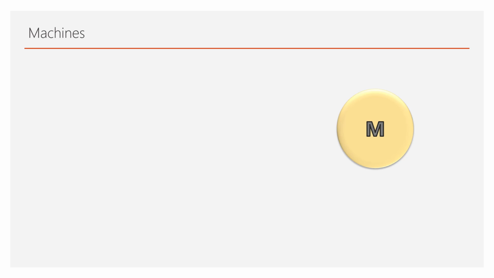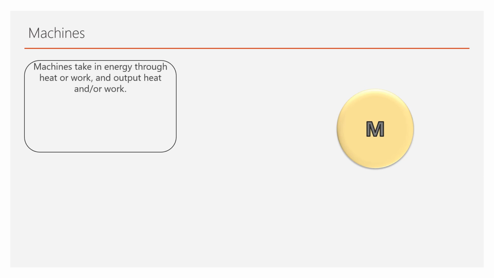For the next topic, we'll look at machines. I'll draw machines as a yellow circle with the capital letter M in the middle. Machines are devices that take in energy through heat or work and output energy through heat or work. They also operate in a cycle, that is to say that their initial state is equal to their final state. These machines have a gas inside of them, and the state of a gas is determined by its pressure, volume, and temperature. If the initial and final states are equal, that means the initial and final pressures are equal, the initial and final volumes are equal, and the initial and final temperatures are equal.